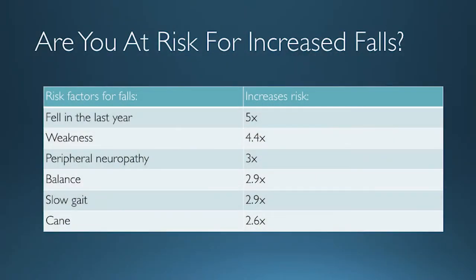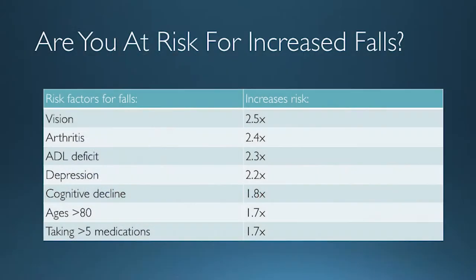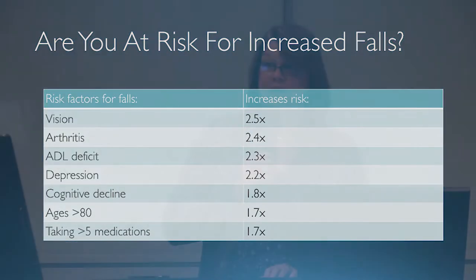So here's a couple slides. Are you at risk for increased falls? What it's saying, first one, if you fell in the last year, you're at a 5 times greater risk for it to happen again. Now, let's say you have weakness, or peripheral neuropathy, numbness of the feet. Your sensation's gone. And if you fell, now you've added, now that's 8 times. Let's say you used an assistive device like a cane. Then now you've added another 2.6. So each of these factors, as you add them in, it raises pretty significant risks for falls. Taking greater than 5 medications at a time.